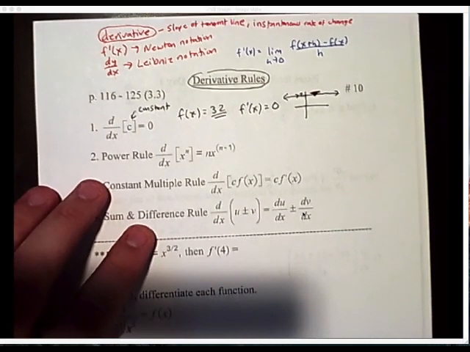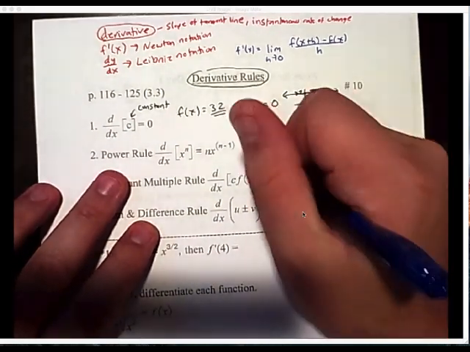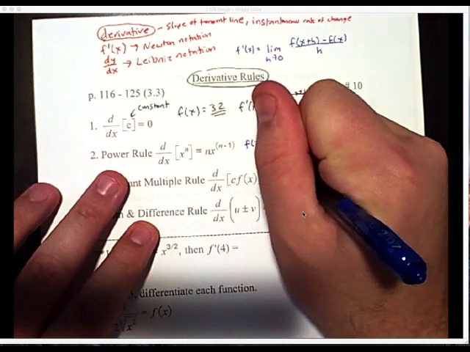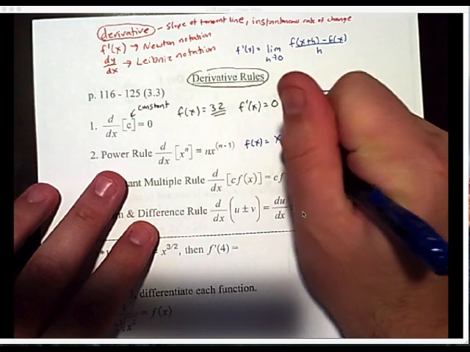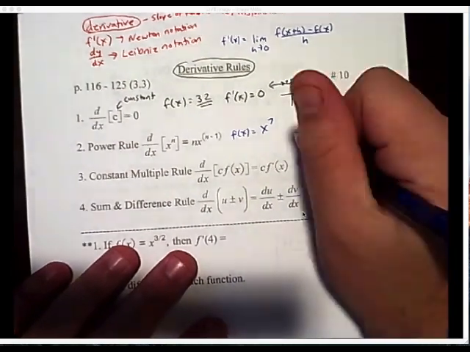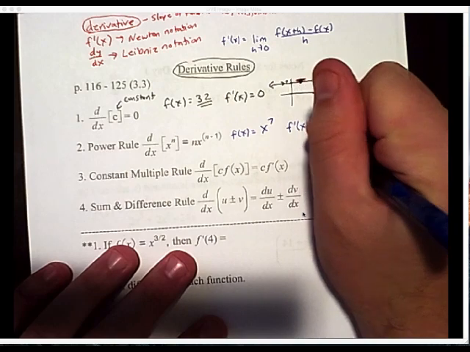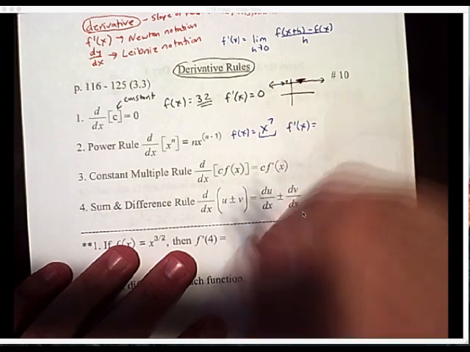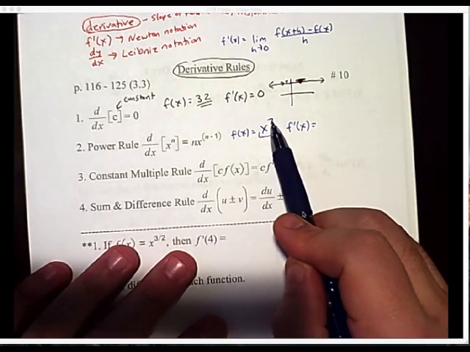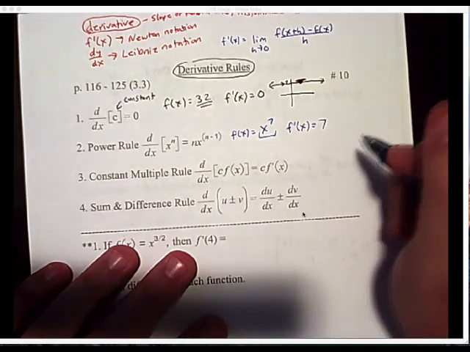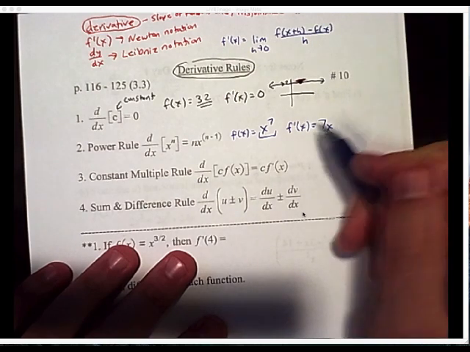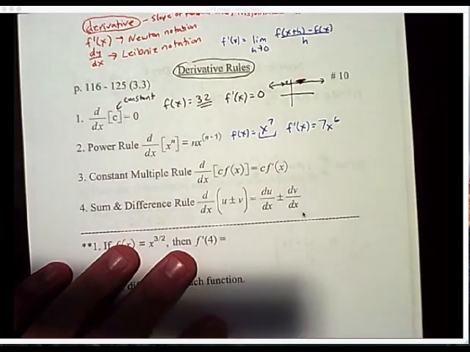The next rule is called the power rule. Let me give you an example there. Let's say that f of x equals x to the 7th power. To find the derivative of this function, the power 7 comes to the front, and then you reduce the power of 7 by 1, so that would be 7x to the 6th. That's what the power rule does for us.